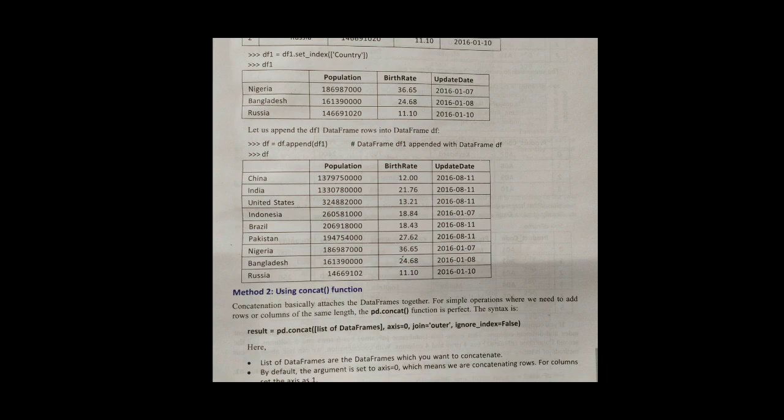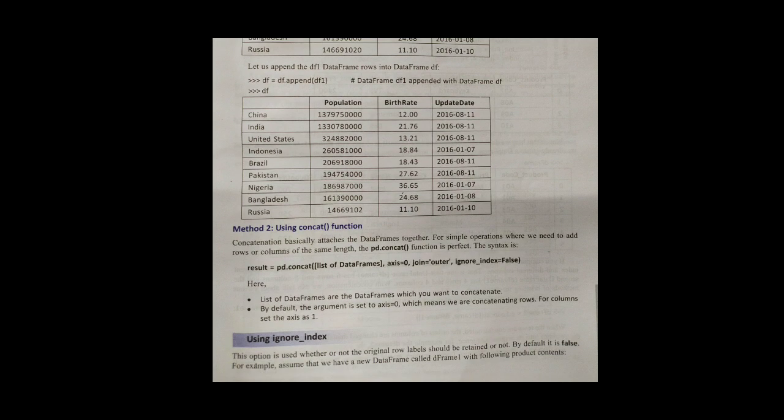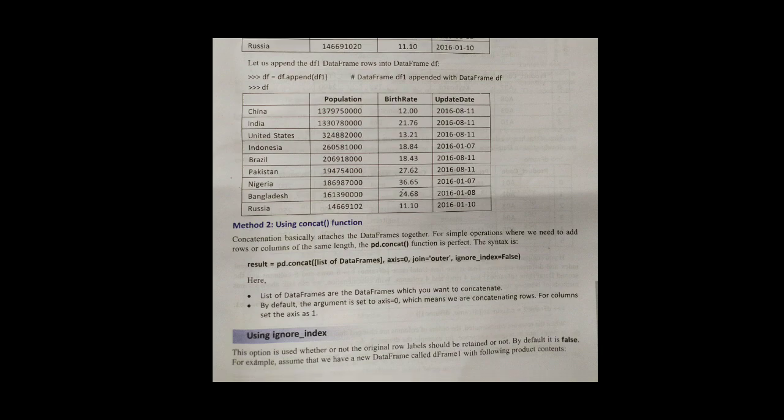Second method is using the concat function. Concatenation basically attaches data frames together for simple operations where we need to add rows or columns of the same length. So let us see: result is equal to pd.concat(list of data frames, axis=0, join='outer', ignore_index=False).